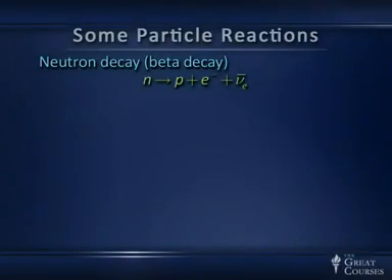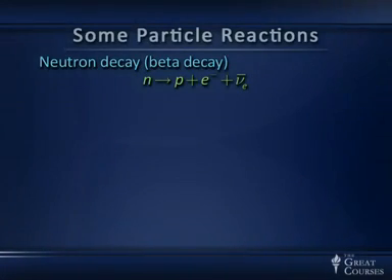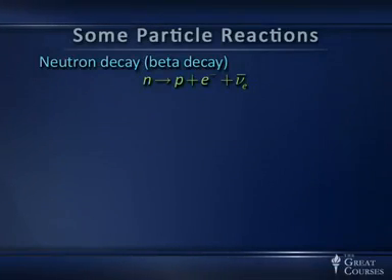So we can begin to write particle reactions. For example, here is the decay of a neutron. A neutron decays into a proton and an electron with that half-life of about 1,000 seconds, and also an antineutrino. And this is the reaction that's at the heart of beta decay of a radioactive nucleus, like, for example, radioactive iodine that got spewed out in the Fukushima nuclear accident. It's decaying by beta decay, and it's decaying ultimately through a neutron turning into a proton and an electron.